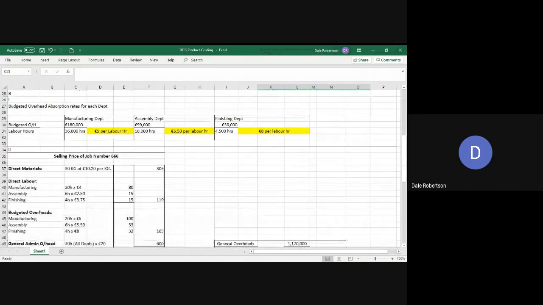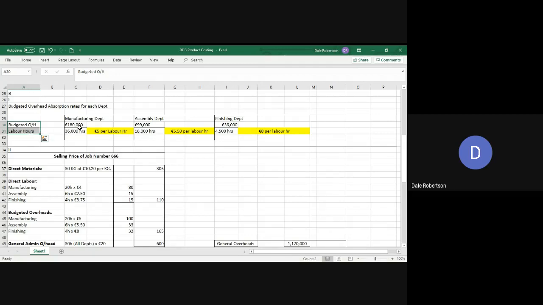Part B talks about Grace Limited, a manufacturer of computer equipment, and it has 3 production departments. It tells you how much the budgeted overheads are for each department, in other words, the general costs, and it tells you how much the labor hours are in each department. And then it asks you in part A of the question to calculate the overhead absorption rate for each department. So that is basically this formula here, which is budgeted overheads divided by labor hours. They're the only hours we have. We don't have machine hours in this question. So therefore, if we want to get a rate per hour, this is the only number we have.